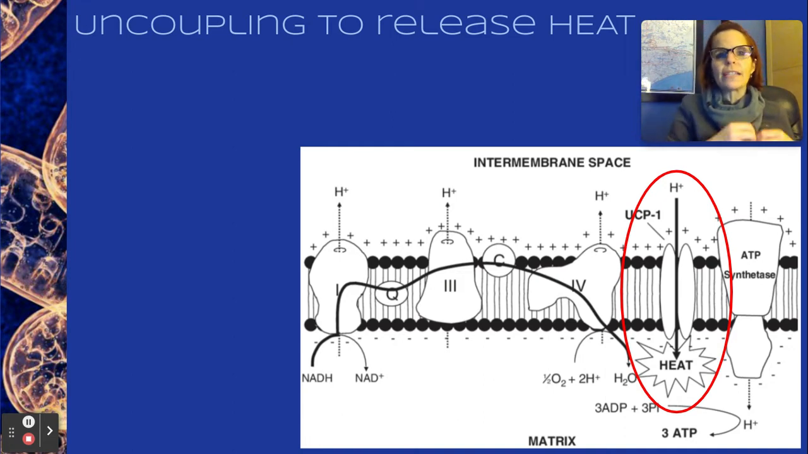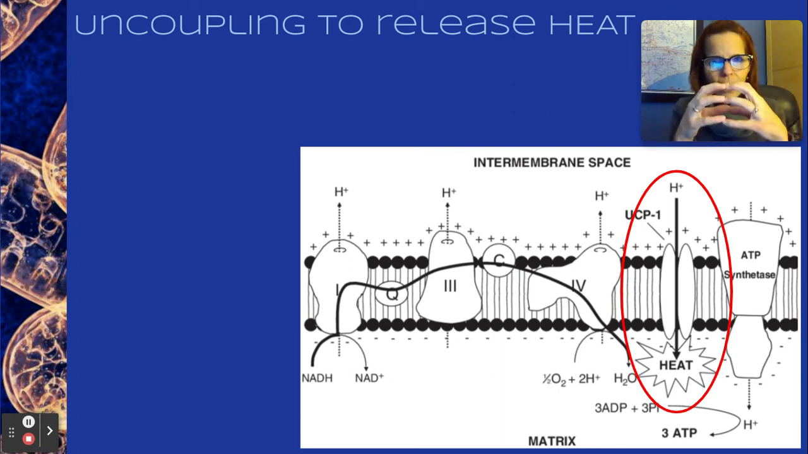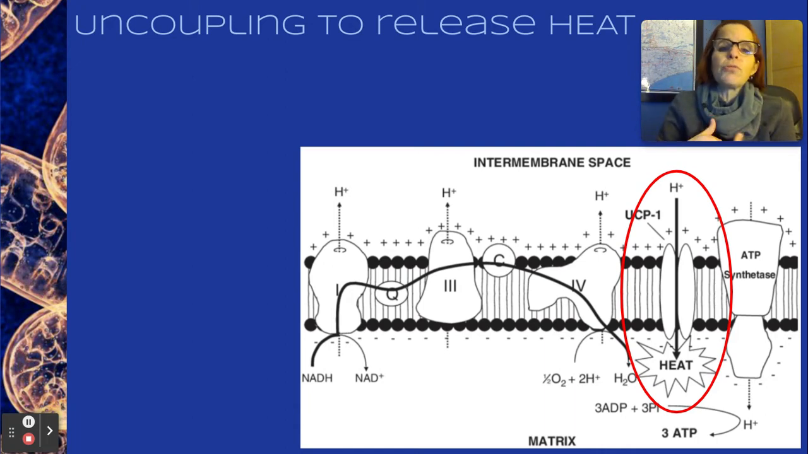So cell respiration is an exergonic reaction that releases energy. We couple that with the endergonic reaction of forming ATP. ATP needs energy to be built. In order to build ATP, you need energy. So we put them together. However, we can separate those two processes in organisms that produce their own heat.